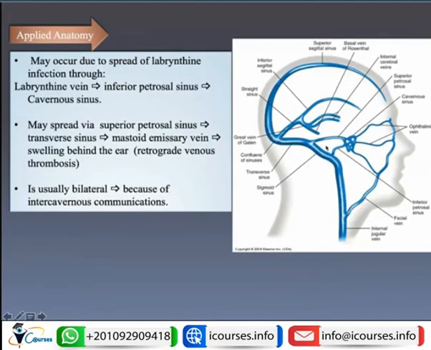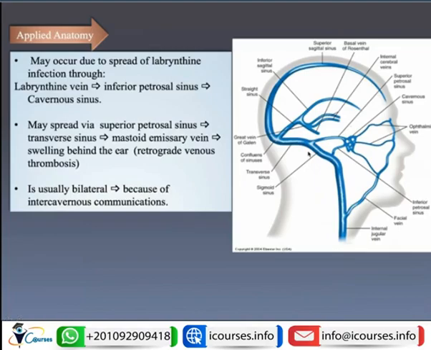Also, spread of labyrinthine infection can occur from a labyrinthine vein. So the labyrinthine vein will drain into the inferior petrosal vein to the cavernous sinus here. So if a patient has labyrinthine infection, this can lead to cavernous sinus thrombosis. Also, if the patient has a mastoid abscess or inflammation behind the ear, it can lead to retrograde venous thrombosis. How does this occur? By spread of infection to the superior petrosal sinus, from the superior petrosal sinus to the transverse sinus to the mastoid emissary veins, causing swelling behind the ear.